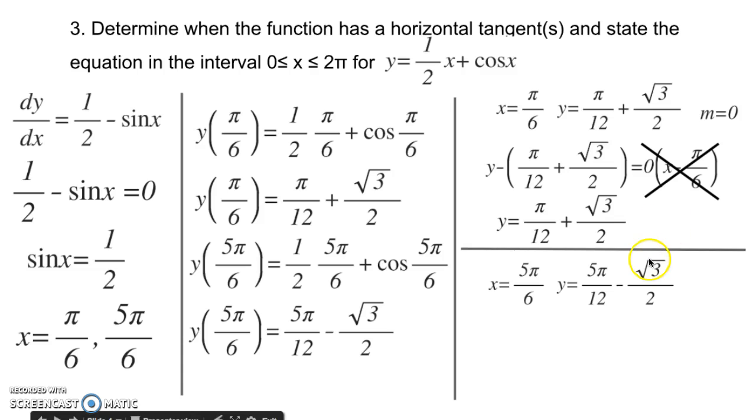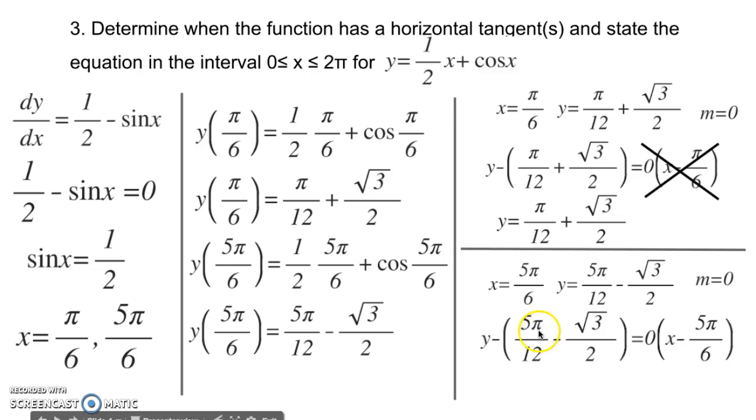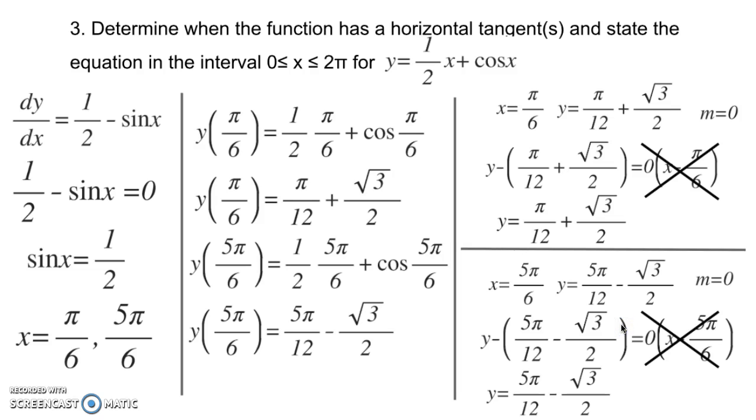Now the second horizontal tangent, using x equals 5 pi over 6, y equals 5 pi over 12 minus radical 3 over 2 and slope of 0, would be y minus quantity 5 pi over 12 minus radical 3 over 2 equals 0, x minus 5 pi over 6. And once the 0 is distributed and the quantity 5 pi over 12 minus radical 3 over 2 is moved over, the final equation of the second horizontal tangent is y equals 5 pi over 12 minus radical 3 over 2.